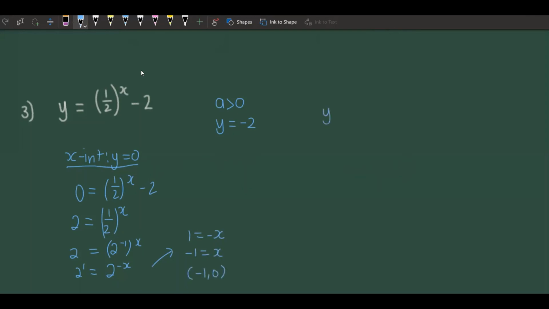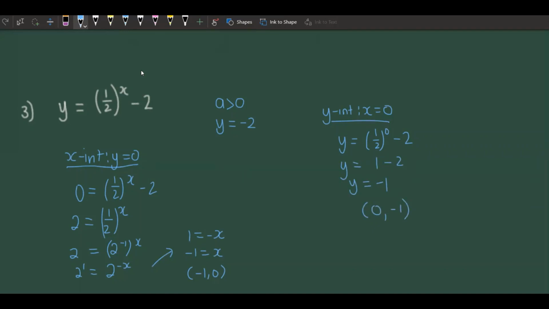To get our y-intercept, we make x equals 0. So here we have y is equal to 1/2 to the power of 0 minus 2. So it's 1 minus 2, which is -1. So our y-intercept is (0, -1).